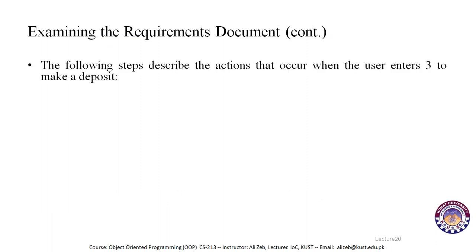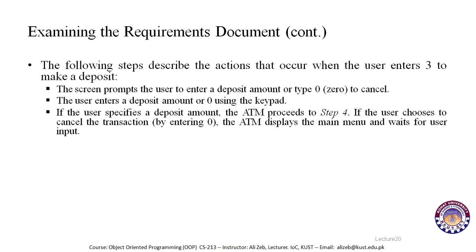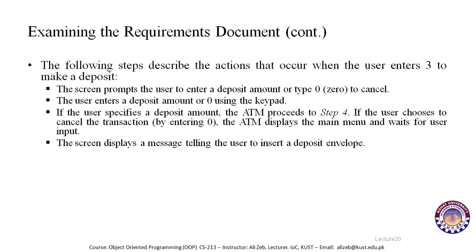The following steps describe the actions that occur when the user enters 3 to make a deposit. The screen prompts the user to enter a deposit amount or type 0 to cancel. The user enters a deposit amount or 0 using the keypad. If the user specifies a deposit amount, the ATM proceeds to step 4. If the user chooses to cancel the transaction by entering 0, the ATM displays the main menu and waits for the user input. The screen displays a message telling the user to insert a deposit envelope.